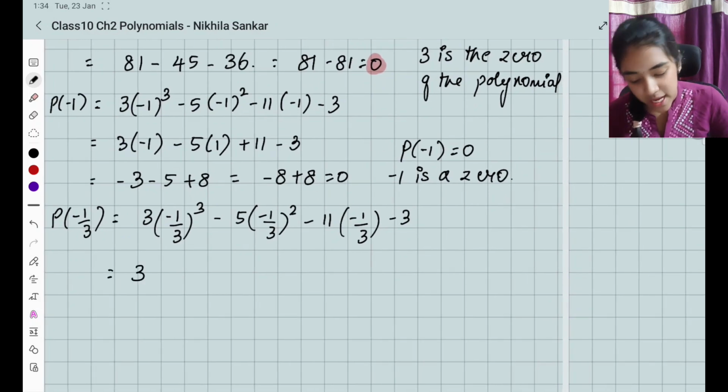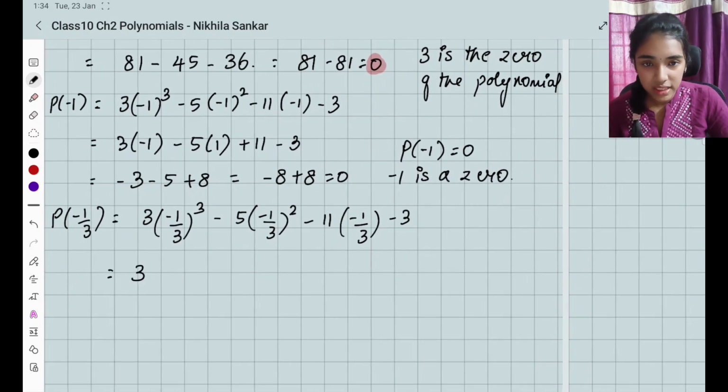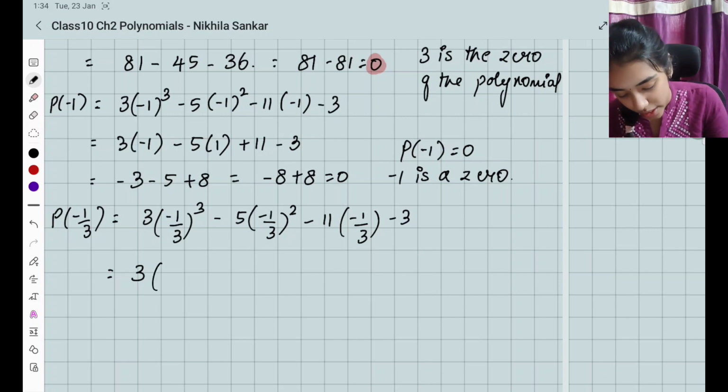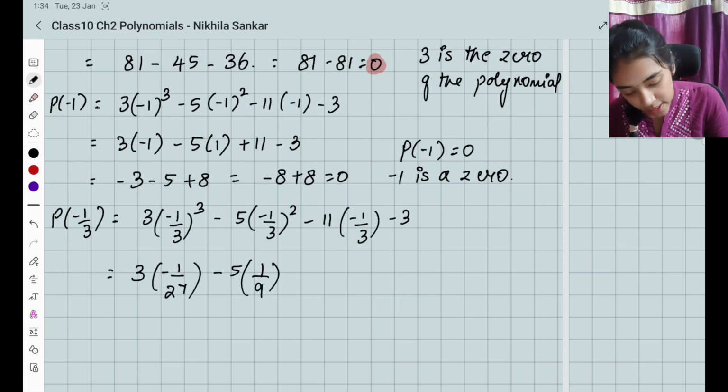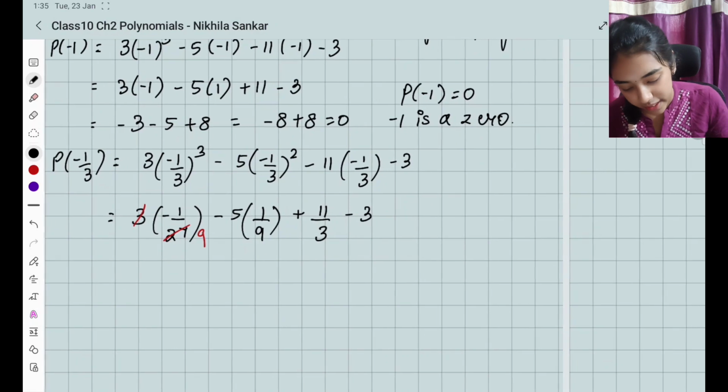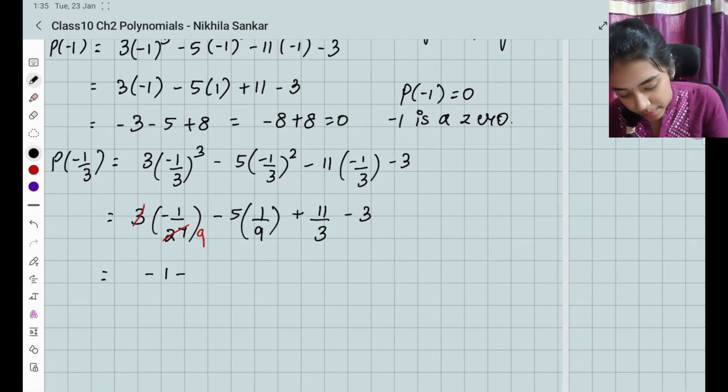I have 3 times -1 by 3 the whole cube is 3 3s are 9, 9 3s are 27. So you have -1 divided by 27 minus 5 into -1 by 3 the whole square is 1 by 9. Then plus 11 divided by 3 minus 3. இப்போ இதில் என்ன cancel பண்ண முடியும்? I can write this as 3 9s are 27. இப்போ LCM எடுக்கலாமா? When I take the LCM, I have -1 minus 5.